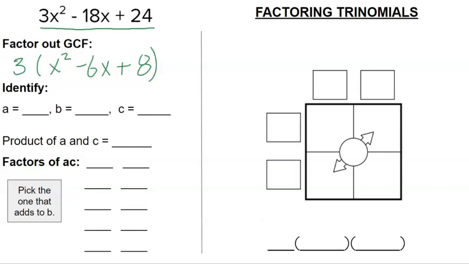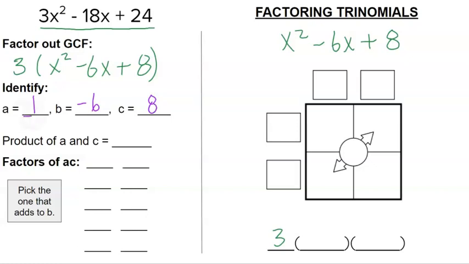Our number we pulled out is 3, so that goes in front of our factors that we still need to determine. Then we are going to factor x squared minus 6x plus 8. If we identify our A, our B, and our C, our A is 1, our B is negative 6, and our C is 8.